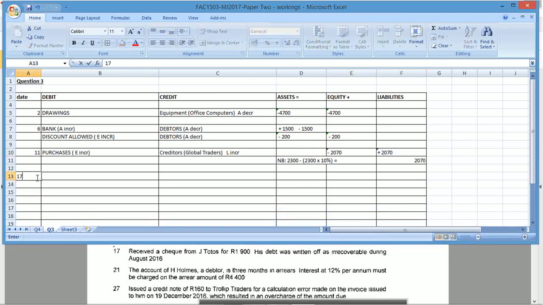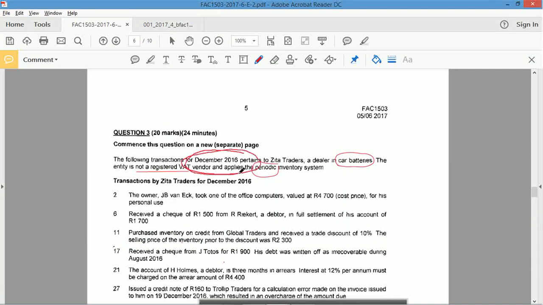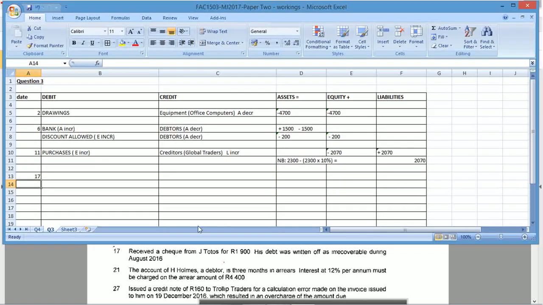17. Received a check from J for 1.9. His debt was written off as irrecoverable during August. Right, what month am I looking at? December. So do you agree this is a receipt from a debtor that actually was written off previously? So this is bad debts recovered. Bad debts recovered is an income. Bad debts recovered, or you can call this credit losses recovered. Either would be correct. This would be an income that's increasing.